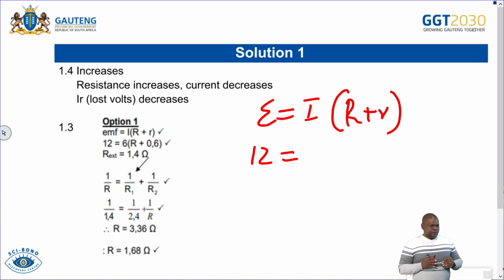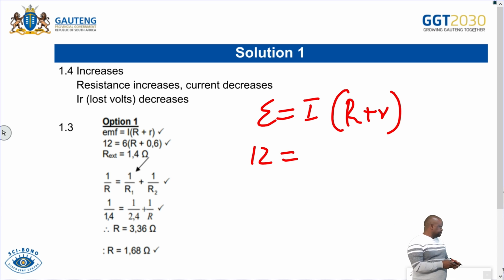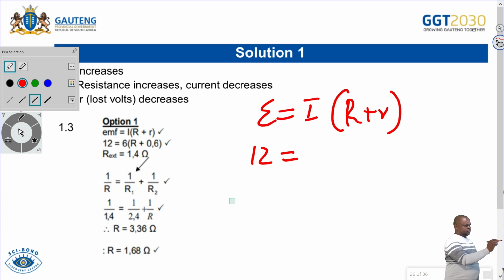Then, if R is equal to R2 plus R3, we're going to say R2 is equal to 3.36 divided by 2 to get our answer. It doesn't allow me to write.